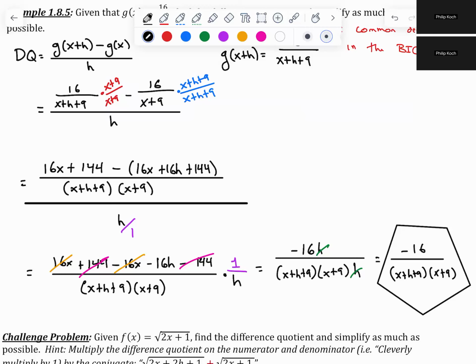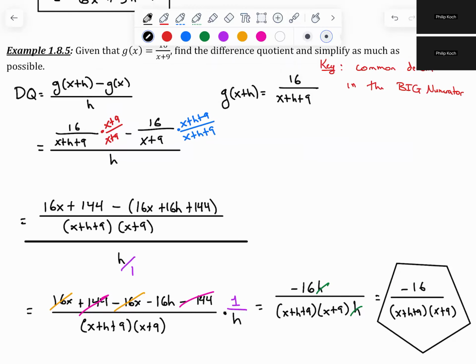So to recap one more time, the key thing is to find a common denominator so you can combine the two fractions in the big numerator. And once you do that, then you've got 16x plus 144 minus 16x plus 16h plus 144 in parentheses. You distribute it, and then you're going to flip and multiply by the fraction h. We're going to treat it like a fraction as h over 1. And so nicely for us, a lot of the stuff cancels except for that negative 16h, but it's going to cancel with the h that got into the denominator, leading us to our final answer, which is negative 16 over x plus h plus 9 times x plus 9.